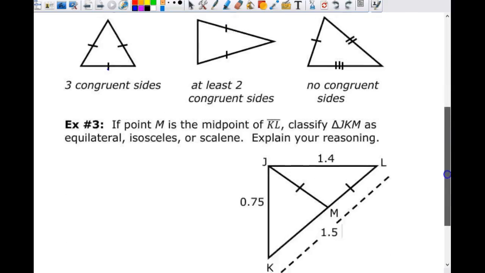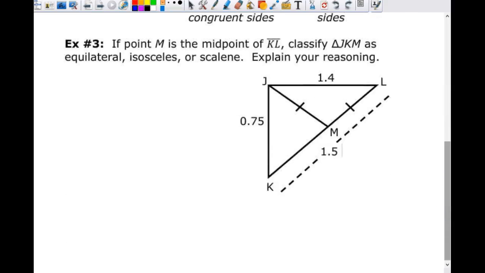Okay. Let's look at example number 3. If point M is in the midpoint, so here's point M. It's in the midpoint of KL. That means it splits KL directly in half. So that means KM and ML have to be congruent, right? So if there's a tick here, there should be a tick right here.